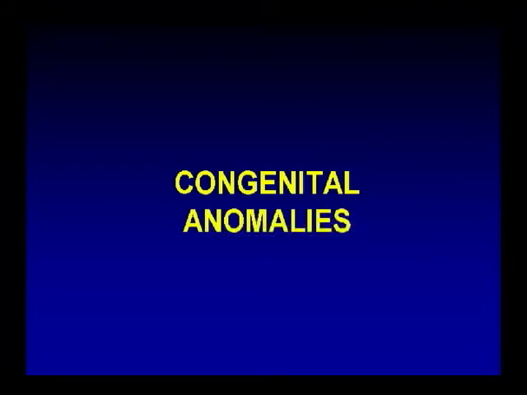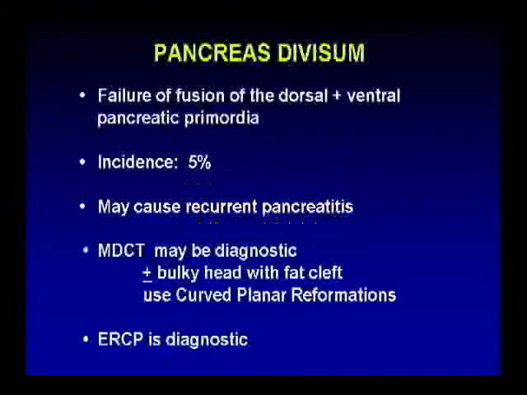I'm going to speak about 2 congenital anomalies because they can be occasionally mistaken for focal masses. The first one is pancreas divisum, and this is due to failure of fusion of the dorsal and ventral pancreatic buds. So basically, the head of the pancreas is now drained by the duct of Wirsung, and the body and tail of the pancreas is drained by the duct of Santorini. 5% incidence, this is an uncommon cause of recurrent pancreatitis.